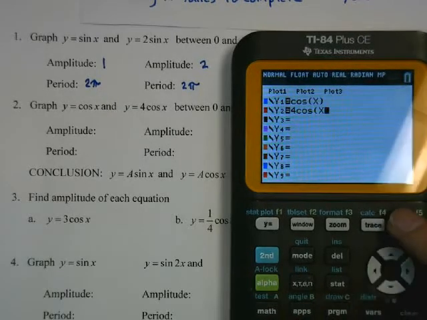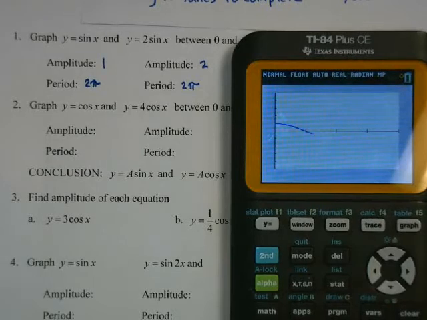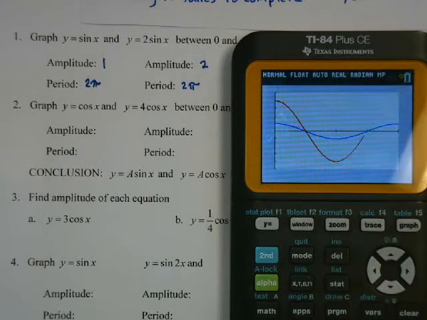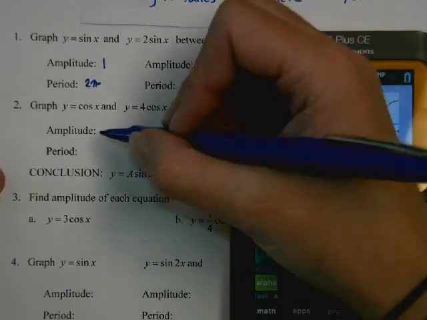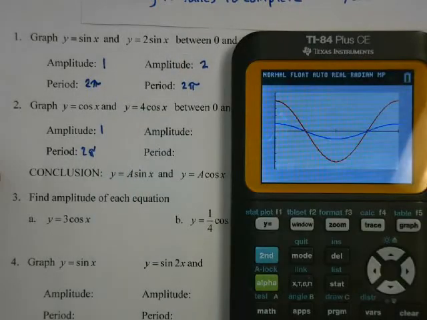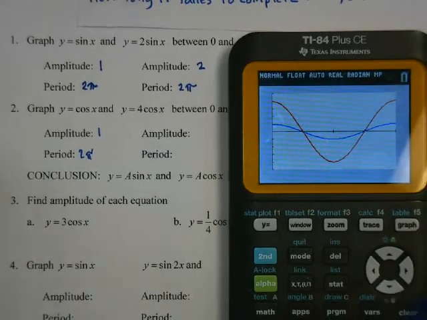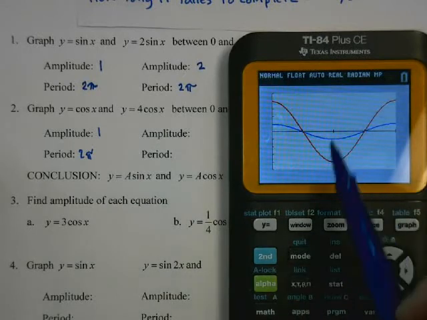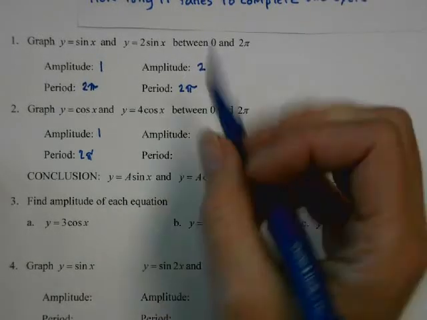Graph them on the same window. There's cosine, it starts at 1, and there's 4 cosine. So the amplitude of cosine is 1, its period is 2 pi. The amplitude of 4 cosine, if we look at the graph, is 4. Period is still 2 pi.